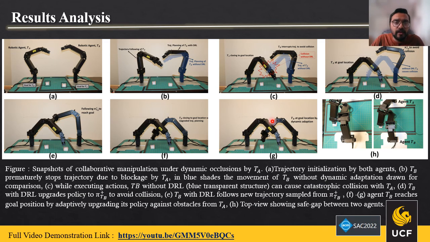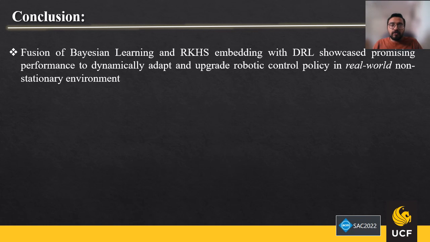And this is a series of snapshots that we put. Here the most important part is C and D, where we show in a transparent structure that the robot will collide if it follows the old policy. So we have reached the conclusion part.